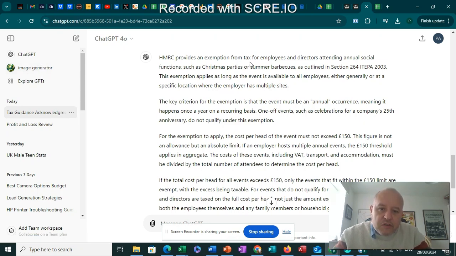It says HMRC provides an exemption from tax for employees and directors attending annual social functions such as Christmas parties or summer barbecues, etc., etc. The key criterion for the exemption is that the event must be an annual occurrence, meaning it happens once a year and on a recurring basis. One-off events such as celebrations for a company's 25th anniversary do not qualify. For the exemption to apply, the cost per head of the event must not exceed £150. This figure is not an allowance, but an absolute limit. So if an employer hosts multiple annual events, the £150 threshold applies in aggregate.